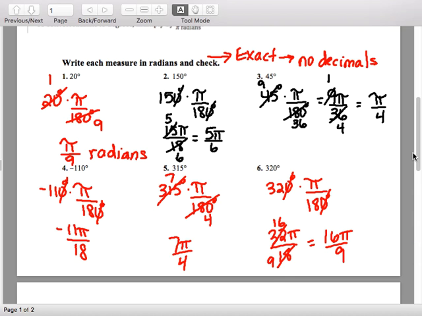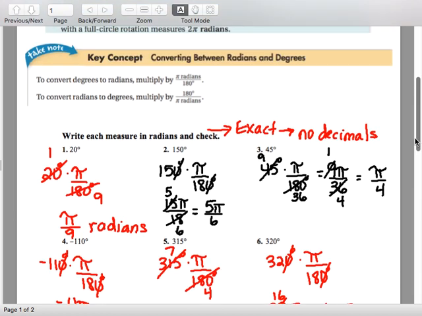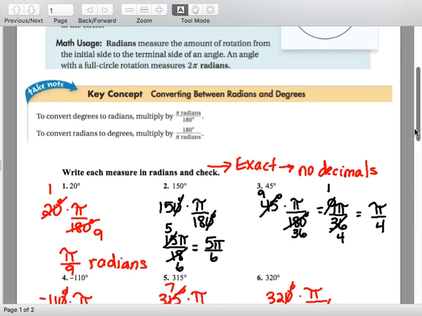So before I continue, let me just recap. A radian is just a measure for a central angle. It's a special one where the radius and the intercepted arc are equal. But think of it like degrees measure an angle and radians measure an angle. To convert from degrees to radians, we multiply by pi over 180. If I want to convert from radians to degrees, I multiply by 180 over pi.